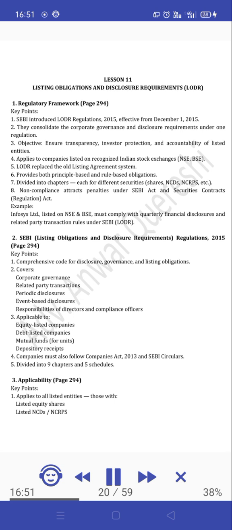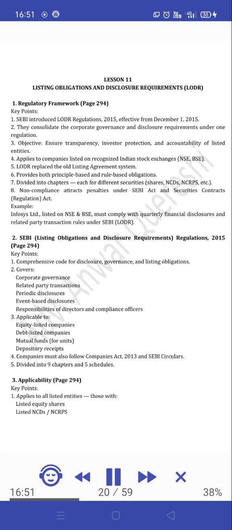SEBI LODR. 2. SEBI Listing Obligations and Disclosure Requirements Regulations, 2015, page 294. Key points. 1. Comprehensive code for disclosure, governance, and listing obligations. 2. Covers corporate governance, related party transactions, periodic disclosures, event-based disclosures, responsibilities of directors and compliance officers. 3. Applicable to equity-listed companies, debt-listed companies, mutual funds for units, depository receipts. 4. Companies must also follow Companies Act, 2013 and SEBI circulars. 5. Divided into 9 chapters and 5 schedules.